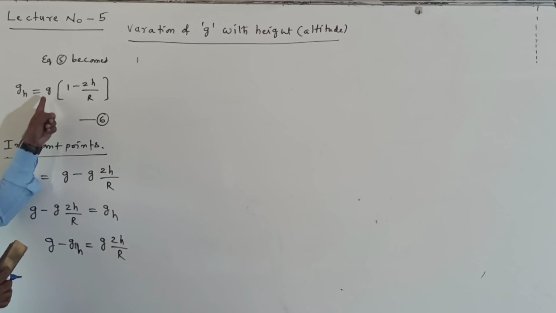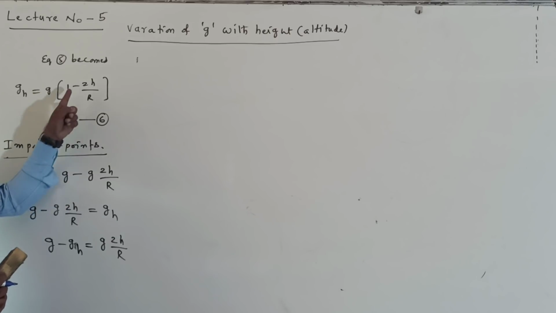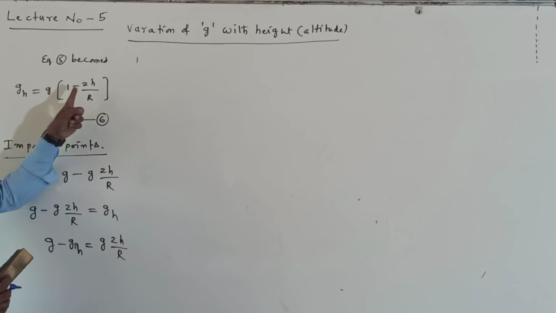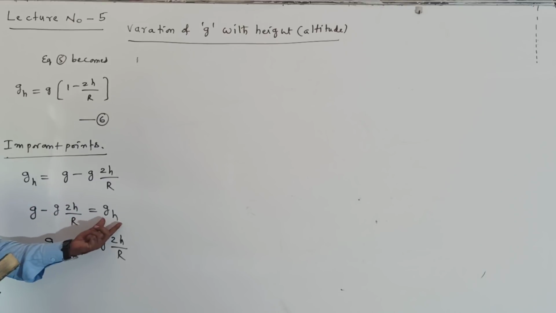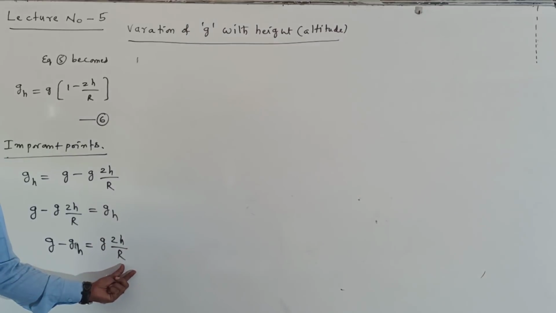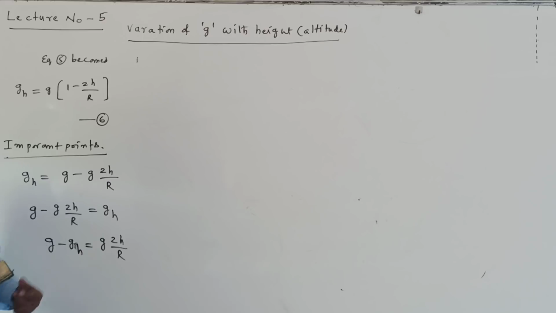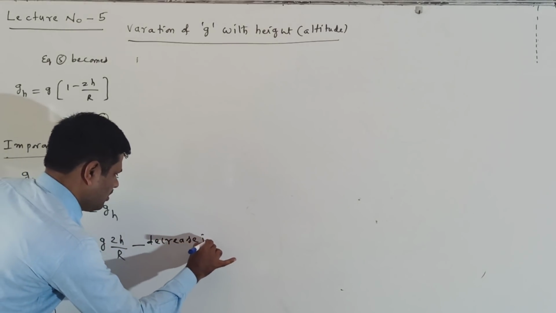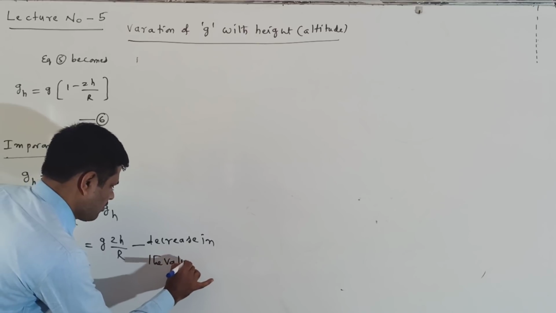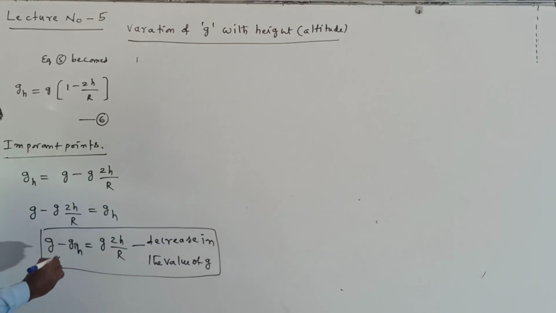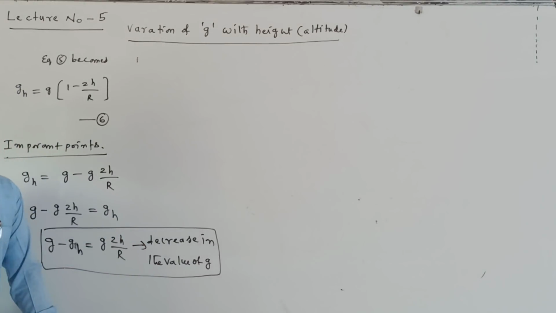Right? g_h is equal to, multiplying this one, what we are getting here? g into 1, g into 2h by R, multiplying with g separately. Now this I am writing here equal to g_h. Now I want to find g minus g_h is equal to g into 2h by R. This g minus g_h value is called a decrease in the value of g. This is the formula for decrease in the value of g.